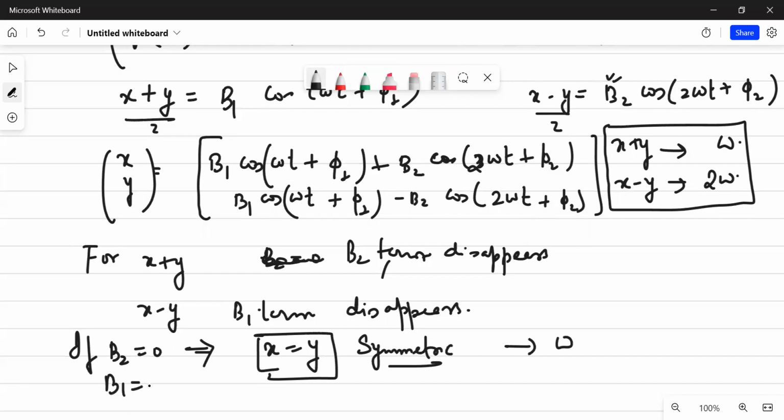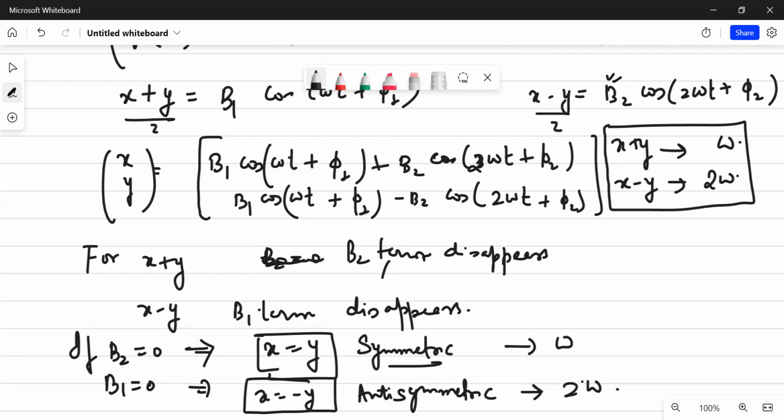And if b1 equal to 0, then what does it imply? It implies x equal to minus y. This is kind of anti-symmetric. And here it will oscillate with 2 omega. So there are two pure frequencies associated with two different modes, and these two different coordinates are called your normal coordinates.